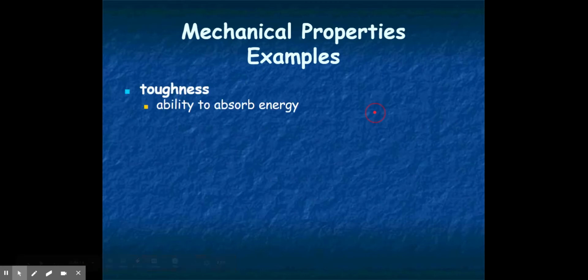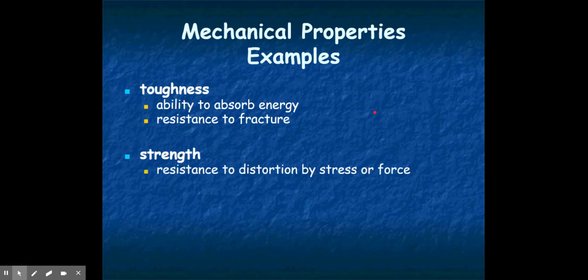More mechanical property examples: toughness, the ability to absorb energy, resistance to fracture. So it's able to absorb the energy and not fracture. So that would be toughness.